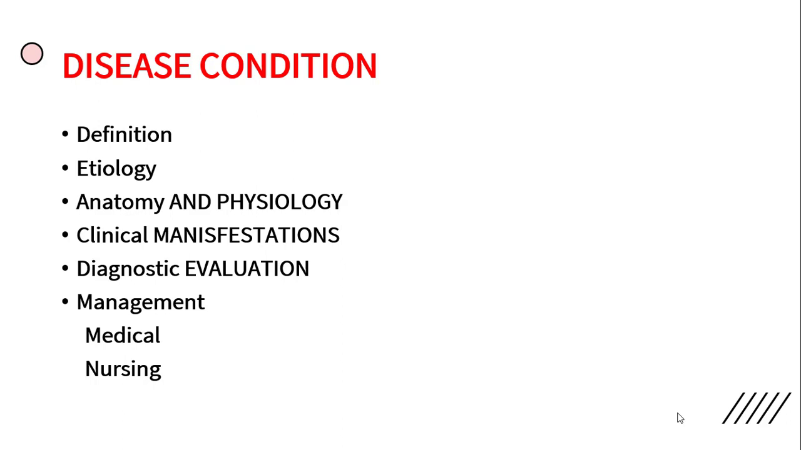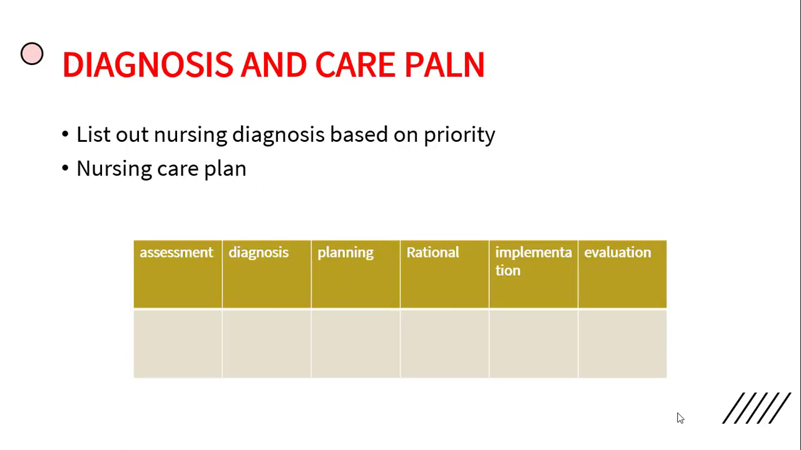After disease condition, you can go to the next section, that is diagnosis and care plan. So first heading is nursing care plan. Under nursing care plan and diagnosis, first you have to write the diagnosis on priority basis. After creating the nursing diagnosis, you can write the nursing care plan. Nursing care plan you can write in this format. First you have to write the assessment. Under assessment you have to write the subjective and objective data, then diagnosis, then planning, rationale, implementation and evaluation. Evaluation column you can keep vacant. At last, in the evaluation of care, you have to fill the evaluation column.